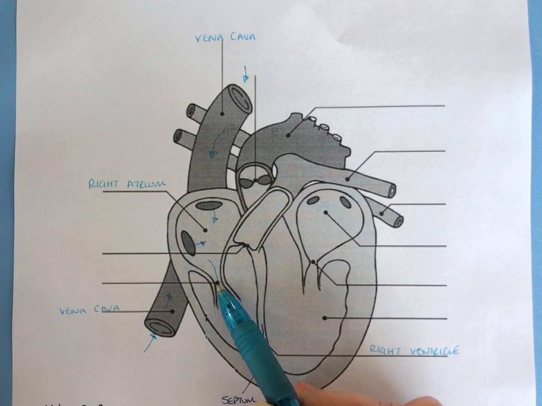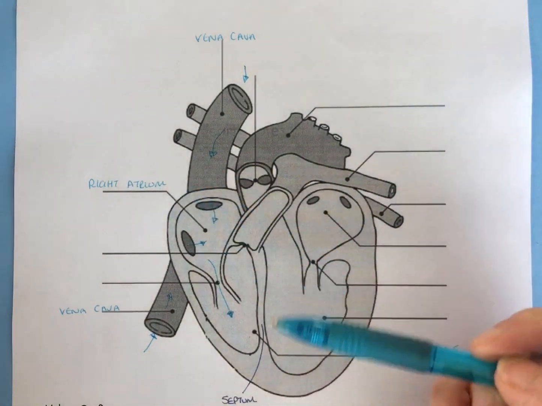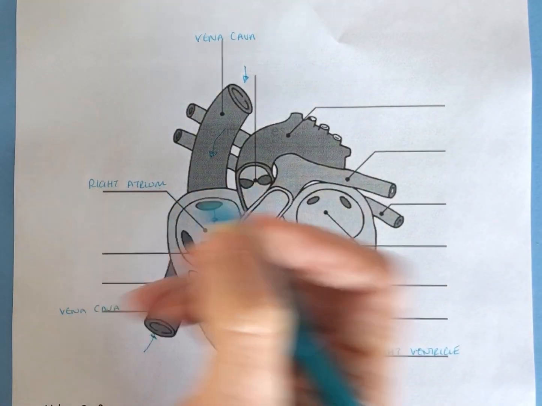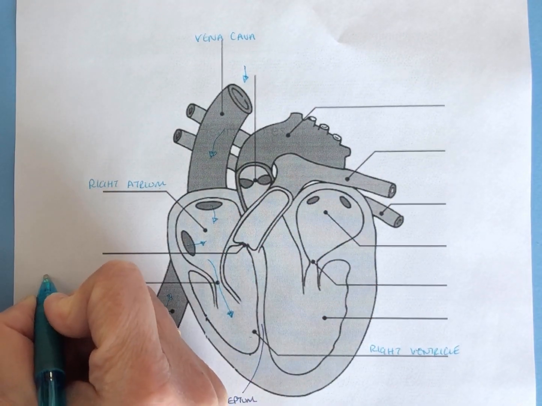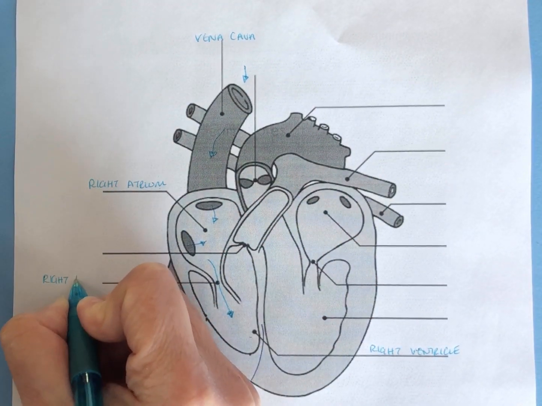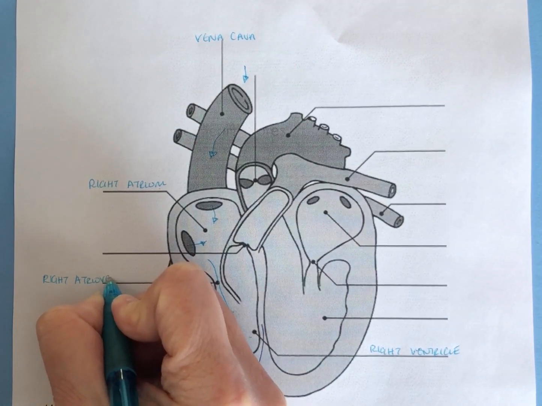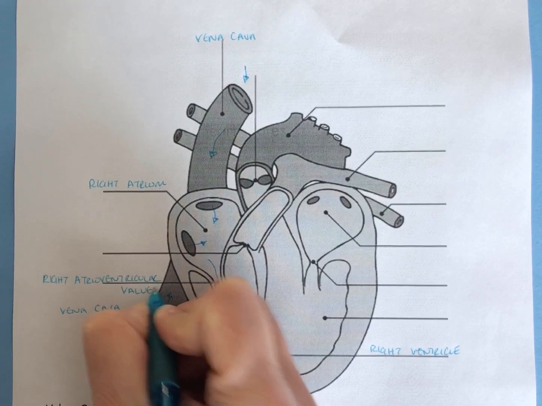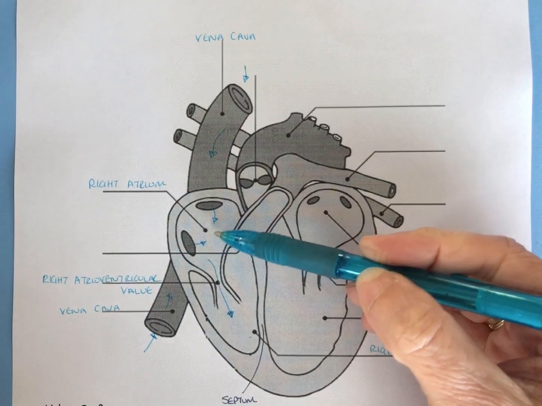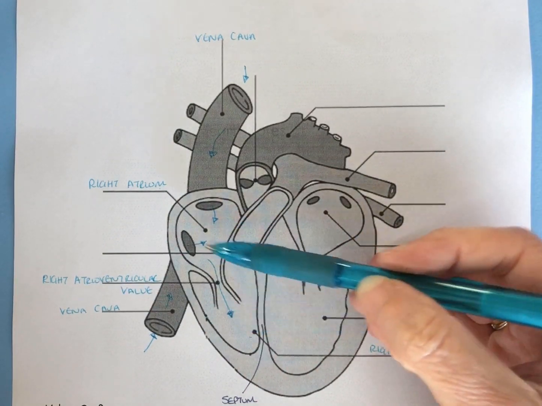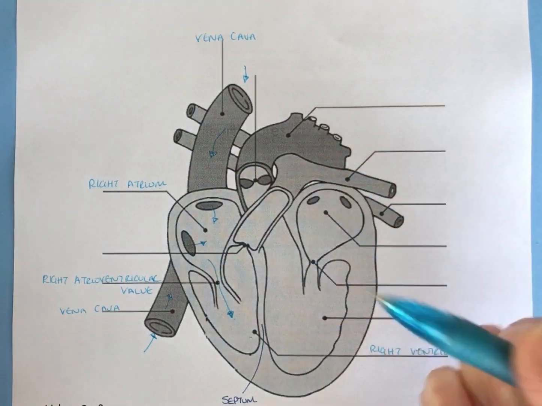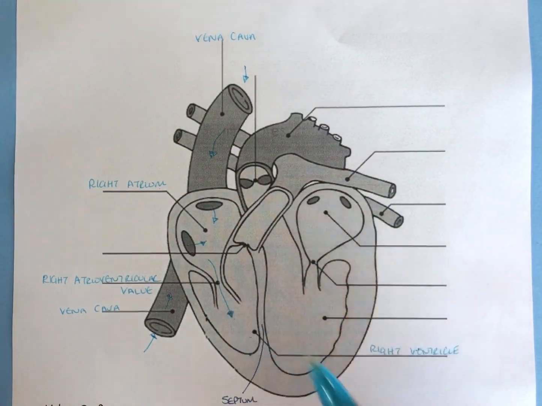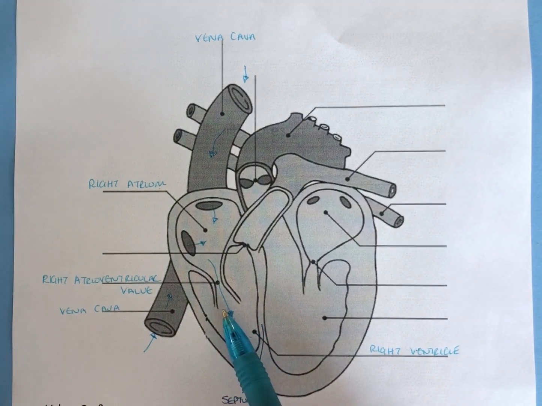But it first of all has to pass through this valve here. And this valve has a long name, but when you listen to the name, it makes sense. It's a valve that's going between the atrium and the ventricle. So it is called the right atrioventricular valve, because it's on the right hand side. It's going from the atrium to the ventricle. Atrioventricular valve.